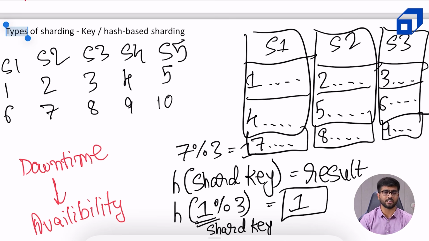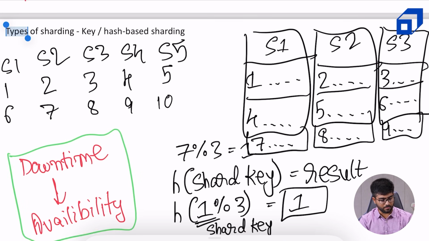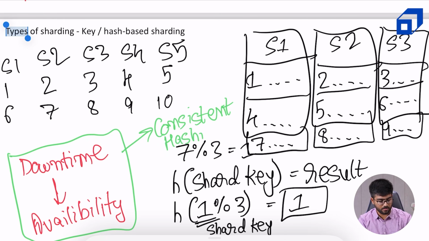So this is one disadvantage of hash-based sharding, and you can overcome it by using consistent hashing. I'm not going to cover consistent hashing in detail, but if you want to understand it in brief, I have talked about it in Uber's system design video earlier. So with consistent hashing, we can change the hash function on the fly.